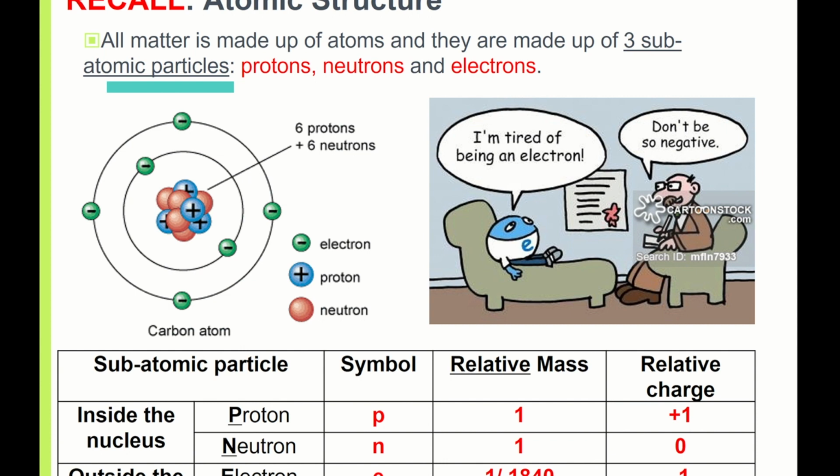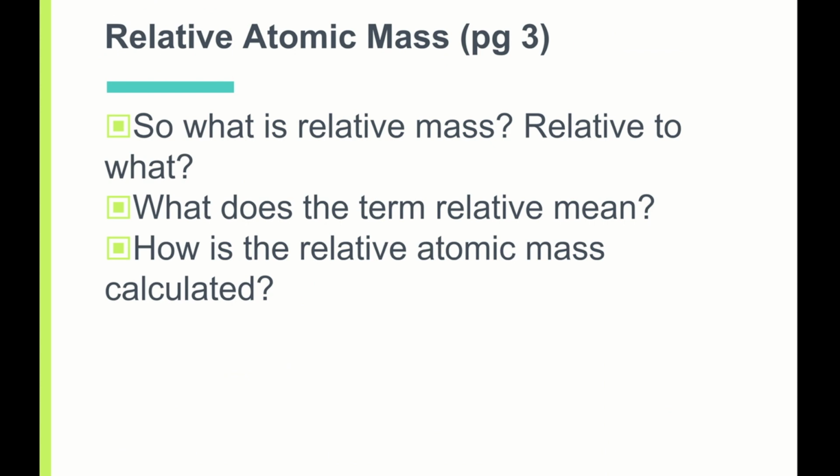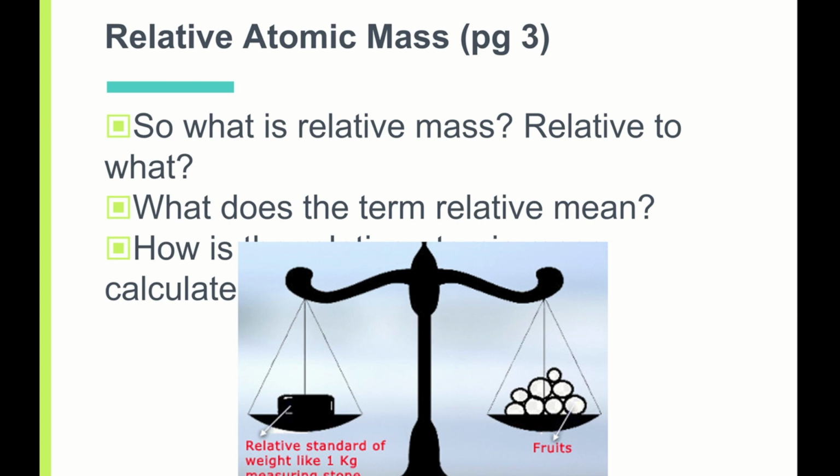Alright, so the question is, what is relative mass? Relative to what? There's no unit. You don't need any unit for it. So for relative atomic mass, what are we comparing to? How are they calculated? For chemistry, we use a standard. For example, if you take a look at this weighing balance, the fruits are 1 kg. How do I know it's 1 kg? Because it is compared relative to the standard weight. The standard weight is 1 kg. So from this weighing balance, I know that the fruit is the same weight.